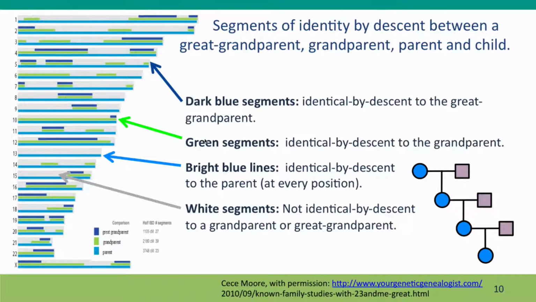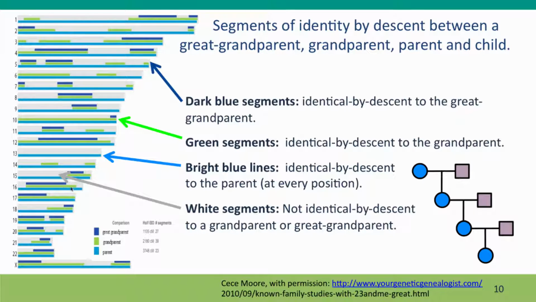Now, here's a more complicated diagram. It goes back another generation. So we've now got 4 generations that have been typed by 23andMe. Again, the light blue line is continuous for the length of the chromosome, and that shows identity by descent between the mother and the child, exactly what we would expect.